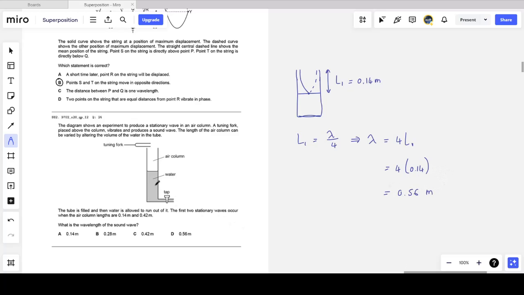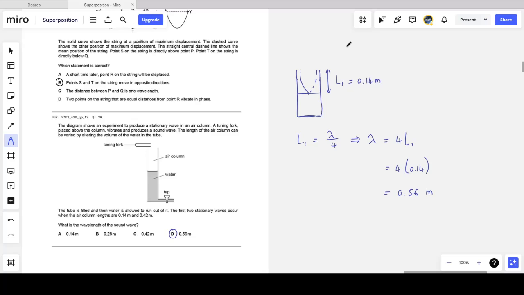It's the same sound wave even when we change the water level, but the wavelength is going to be 0.56 meters. So I really don't need to do the second calculation, because if I did, then yes, I would have a different picture. And the picture would change, but the relationship between L and lambda would still give me lambda equal to 0.56 meters. So the wavelength of the sound wave is option D, 0.56 meters.